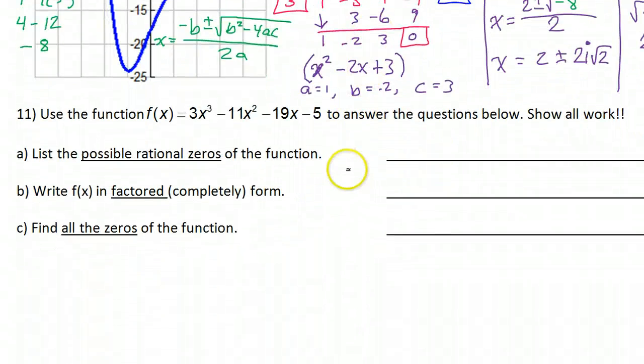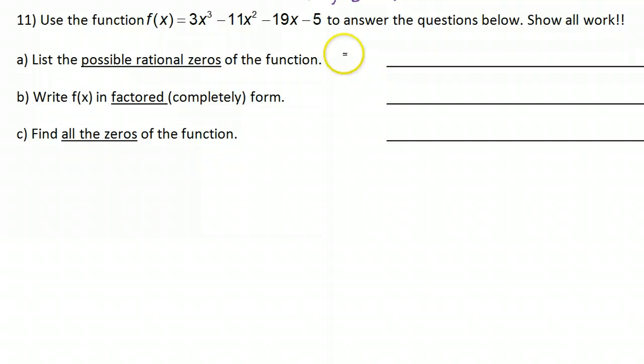Alright, what's up with number 11? Okay, number 11 is mentioning these possible rational zeros. If I ask you to list the possible rational zeros, I'm indirectly referring to the rational zero theorem.